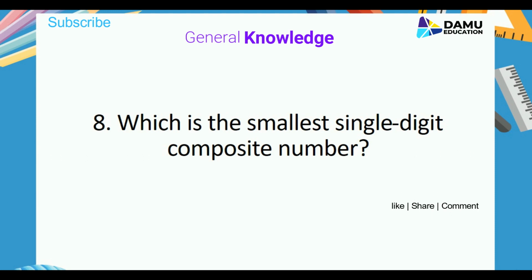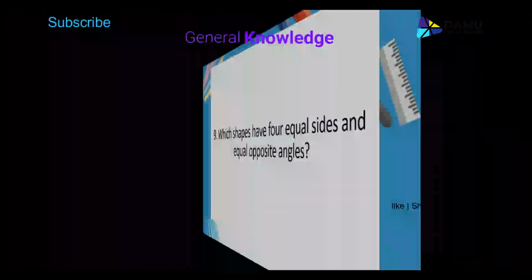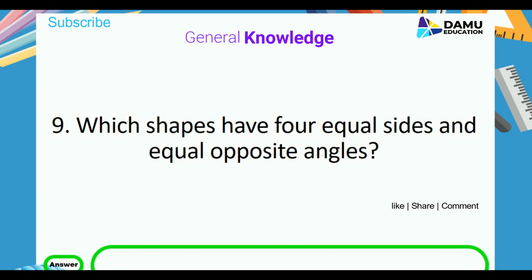Which is the smallest single digit composite number? Answer is 4. 1 is not prime, not composite. 2 is prime, 3 is prime, then 4 only composite. Which shapes have 4 equal sides and equal opposite angles? Answer is square and rhombus.